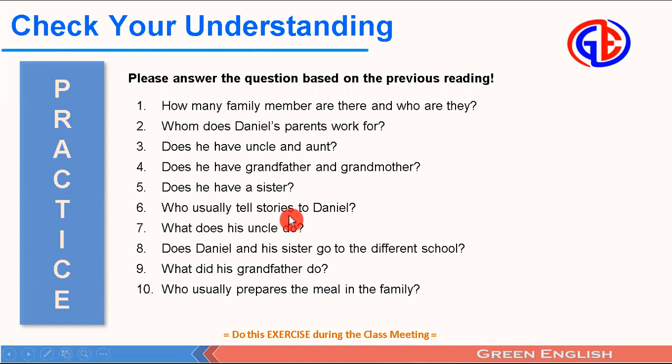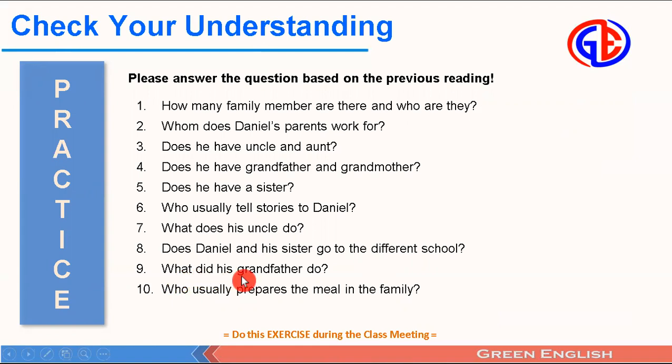Who usually tells stories to Daniel? What does his uncle do? Remember, this question is asking about job. What is his uncle's job? Next, number 8, do Daniel and his sister go to different schools? Apakah mereka sekolah di tempat yang berbeda? You may find it in the text, in the reading.